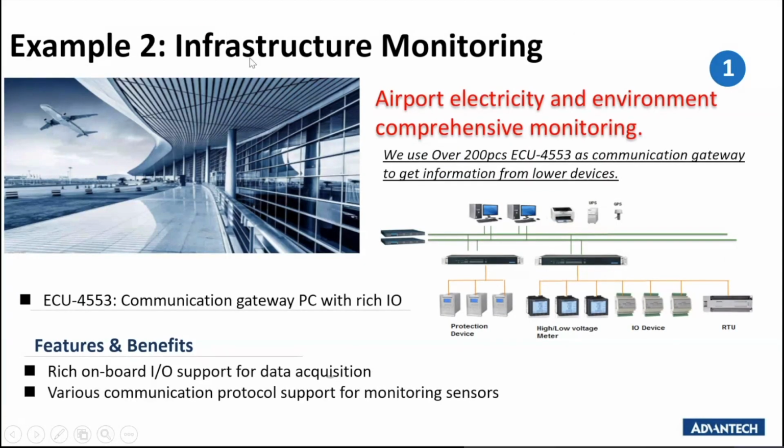For example 2, which is infrastructure monitoring, as you can see, we can have comprehensive airport, electrical, and environment monitoring. We use over 200 pieces of ECU 4553 as a communication gateway to get information from lower devices, like protection devices, high-low voltage meters, I/O devices, or RTUs. With the rich onboard I/O support for data acquisition, we can also support various communication protocols.